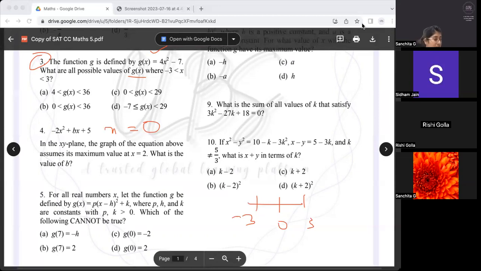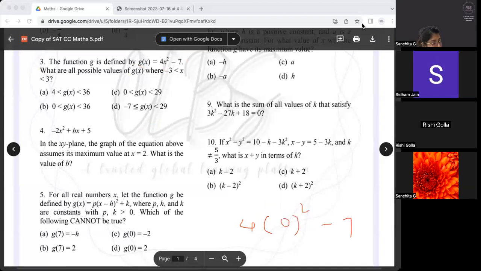Let me first take 0. I'll show you how it is done. If I plug in 0, I will get my answer as 4 times 0 squared minus 7. So my answer is -7. Because I have my answer as -7, I don't have it in options A, B, C, nowhere. But I have it in D. So I can pick my answer as D.